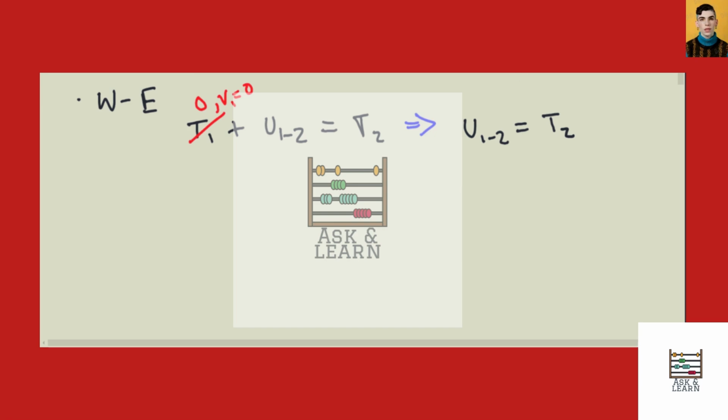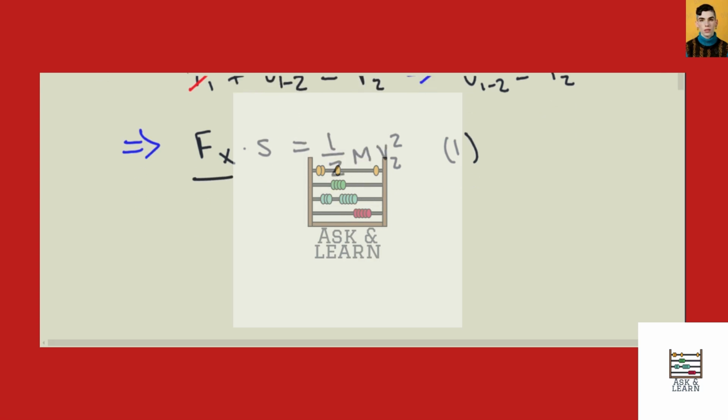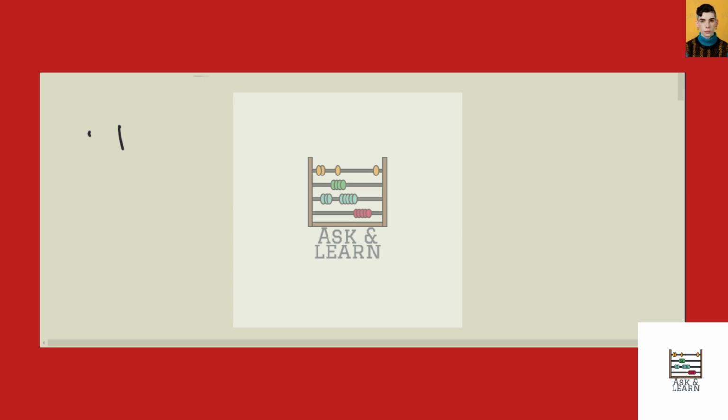And we can expand this a little bit. So the work being done is the force, and this force is in the x direction because that's where the movement is, times the distance traveled is equal to 1/2 m v2 squared. And we'll call this equation 1. So in order to solve for s, we need to find the force in the x direction. So to do that, we use a free body diagram so that we can see all the forces on this crate and then find what they are in the x direction.